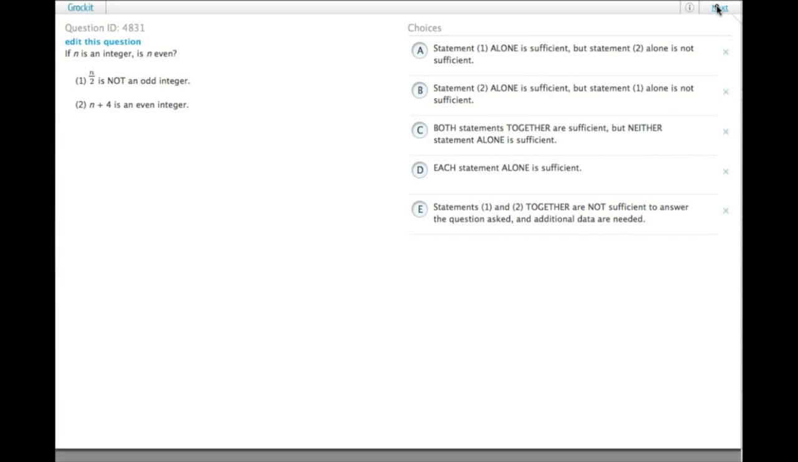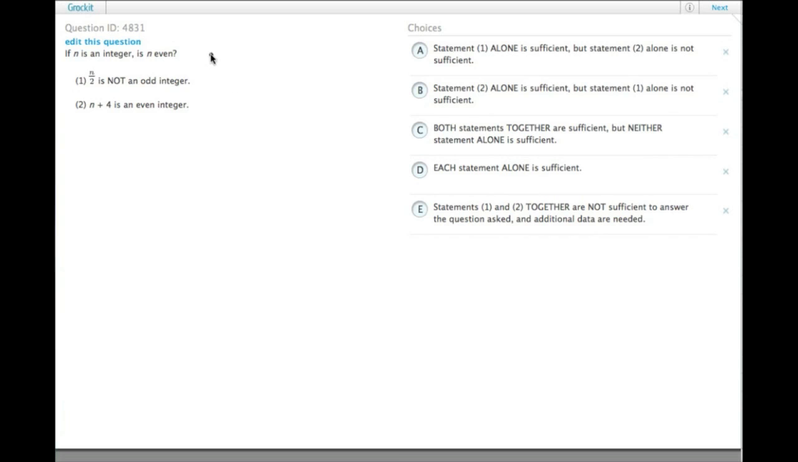If n is an integer, is n even? Okay, let's look. Statement 1 tells us that n divided by 2 is not an odd integer. Well, there's a lot of things that aren't odd integers, including both even integers and things that are just fractions.